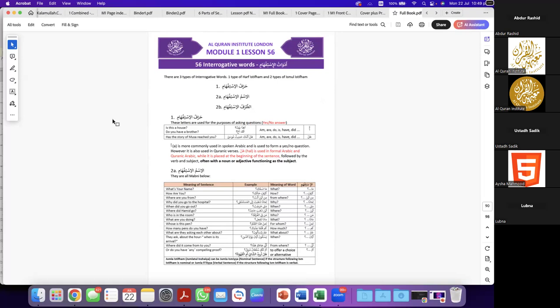Iltiqa as-sakinayn, two sukuns meet together. You remember that chapter? Yes. It is completely taken away. It's not needed. Okay? This is a Tajweed matter.